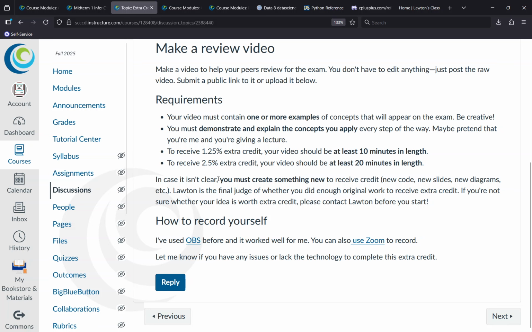And just to be very clear, right? This is extra credit. It's got to be extra. So you can't go over something that you've already done. You've got to make something brand new to receive credit. That is extra credit, right? So make some new code, create new slides, draw new diagrams, stuff like that. Don't read my slides. I will not give you credit for that. Don't go over an answer for a lab that you've done. That's not extra. Does that make sense? Do something extra to get extra credit.